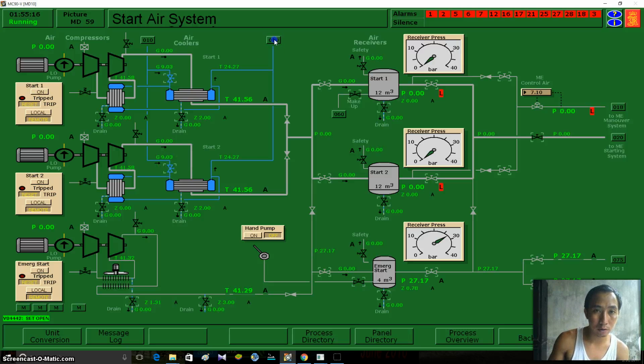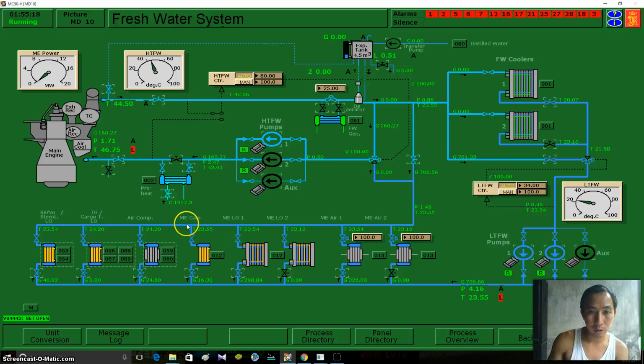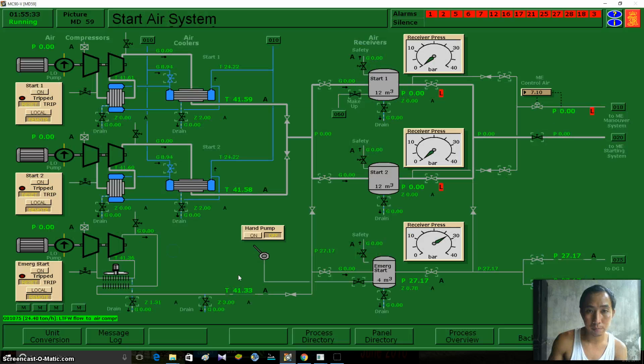For our air coolers, we're going to check. So this is our air compressor. This is our main air cooler. It's ready. Okay, so we're going to start. We can start two, no problem.